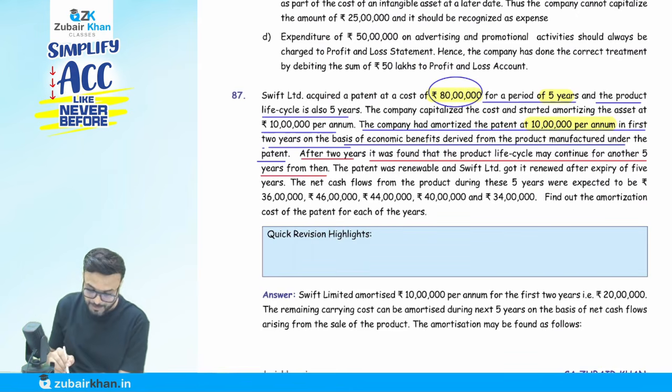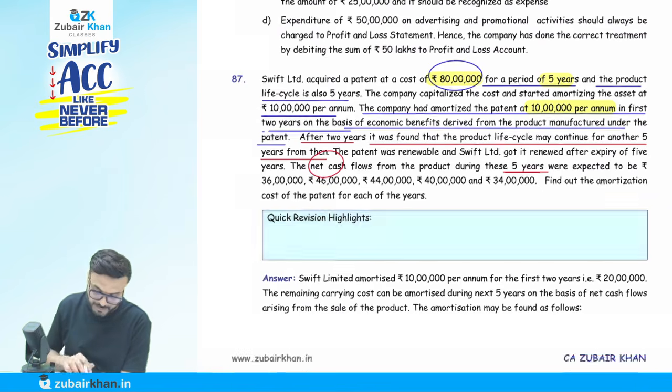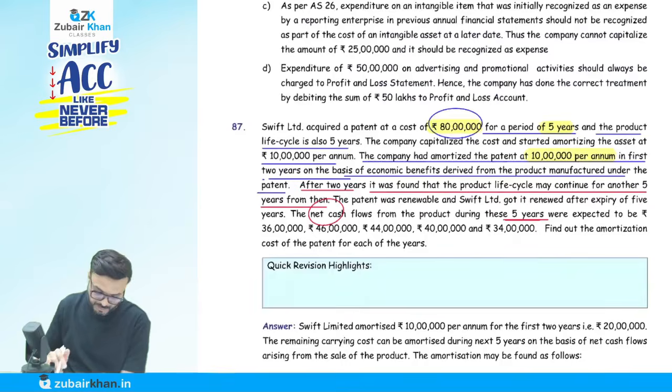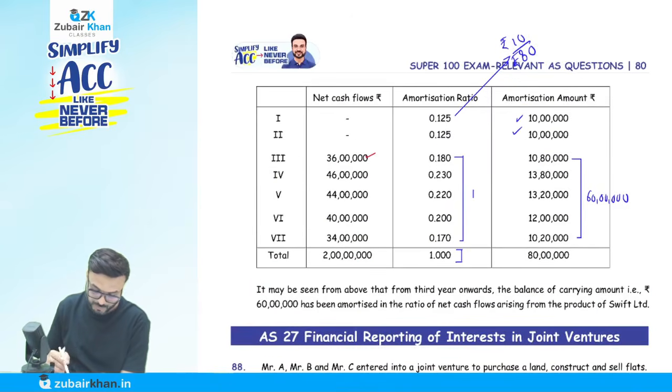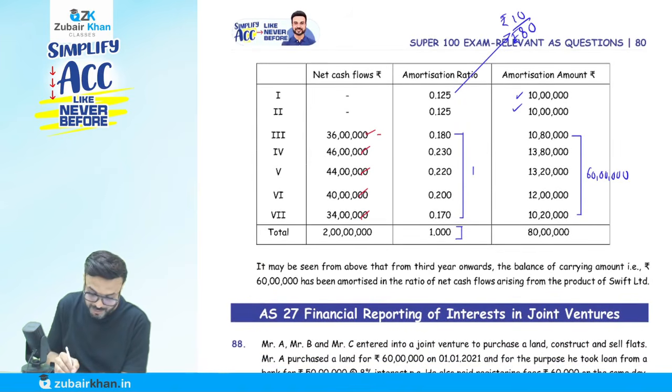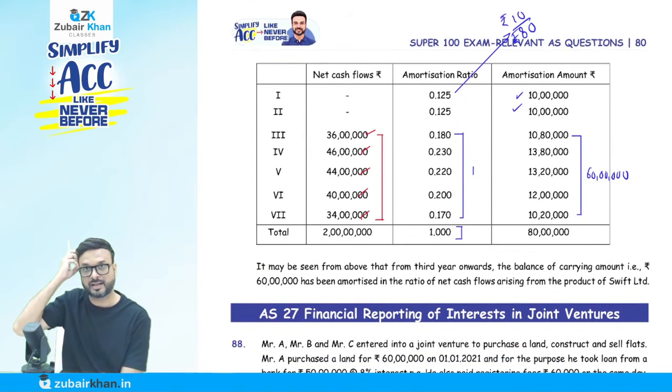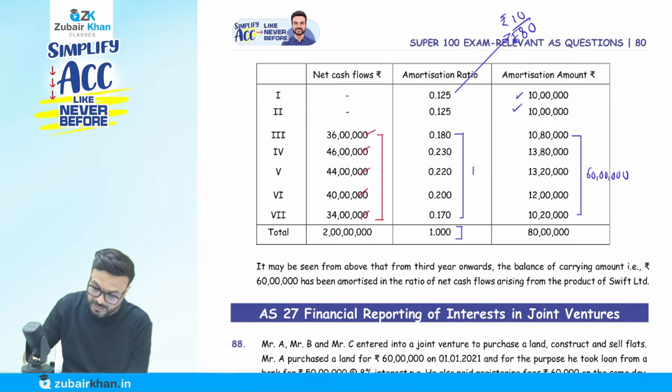Then they say the patent was renewed by Swift Limited after the expiry of the 5 years. The net cash flow from the product cycle for the remaining 5 years after the second year is expected to be 36, 46, 44, 40, 34 lakhs. This is the future economic benefit mentioned for the next 5 years. Out of 80 lakhs, we have already amortized 20 lakhs. So what is the value we have? 60. That 60 we are going to amortize in the next 5 years.